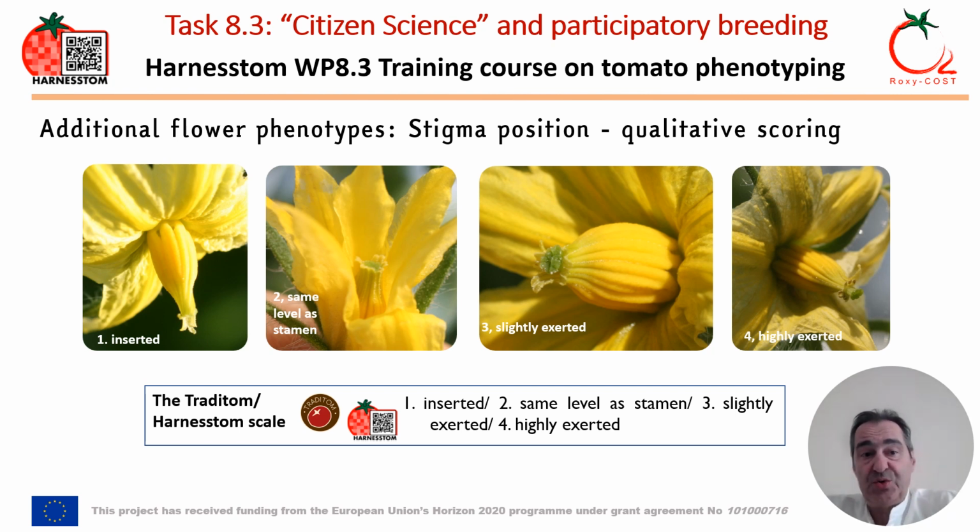However, many genotypes still show different degrees of stigma exertion that can range from the same level of the stamens, this is, say, the flush stigma, to slightly or strongly exerted. This is a qualitative scoring that can be done on several flowers and on trusses of different order per each plant.